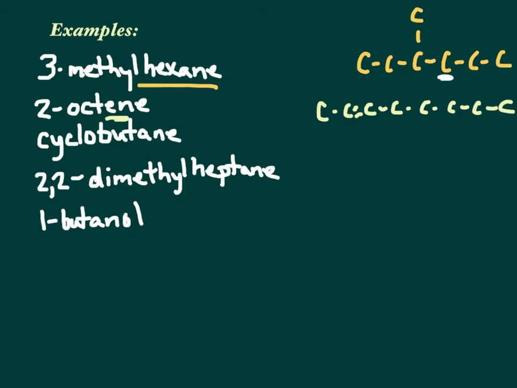Cyclobutane. Butane means 4 carbons and all single bonds for the ane part. Cyclo means that they're in a ring, and so I would put those all in a ring like that.